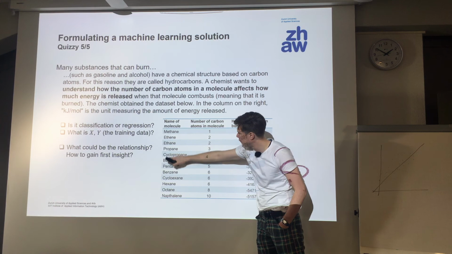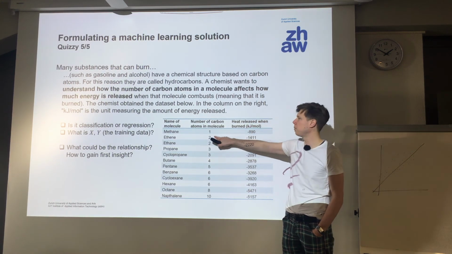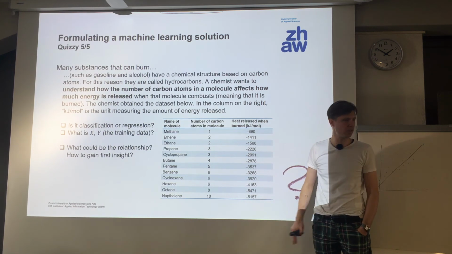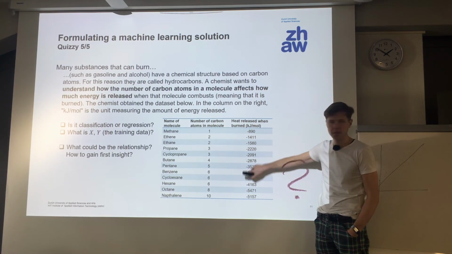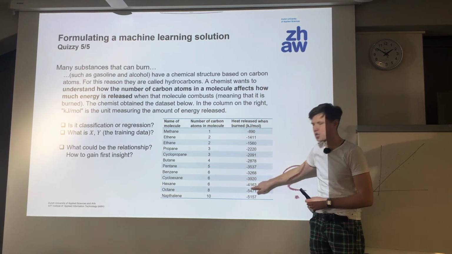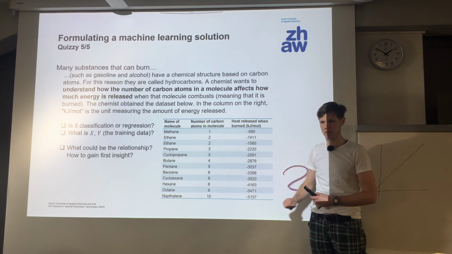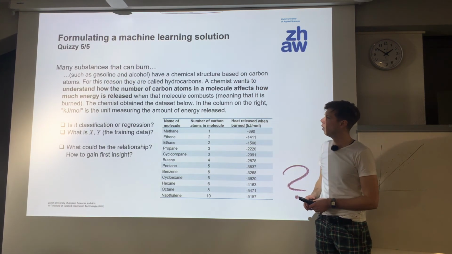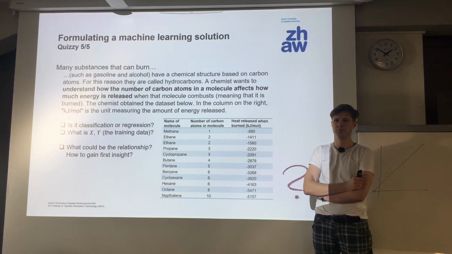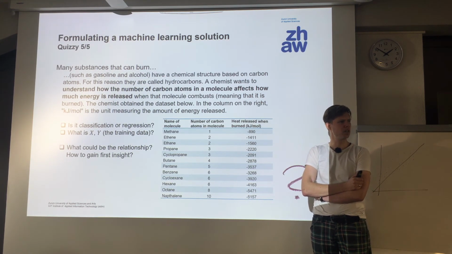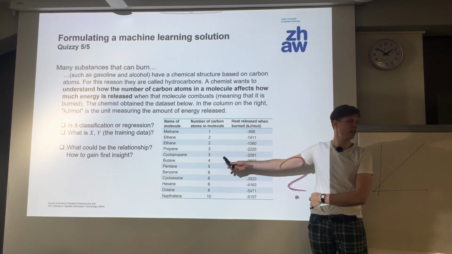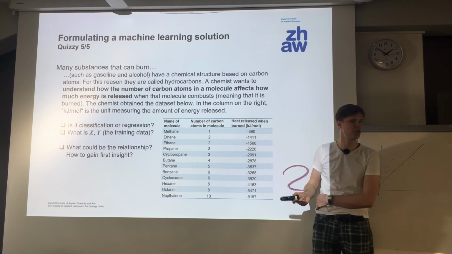You have a number of molecules here. You see the number of carbon atoms in it, and you see how much heat is released. And somehow ignore the negative sign if you don't want to understand the chemical context. The larger negative this number is, the more energy is released. So, is that classification or regression? That's somehow regression. Yeah, I would also say so. And what is the training data here and what are the labels? Which of the columns?